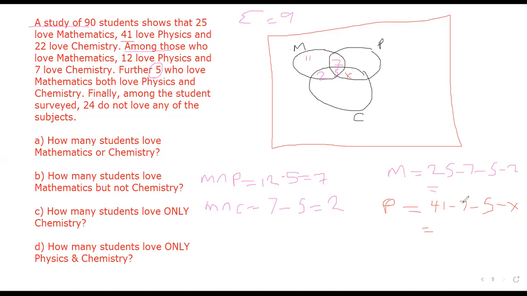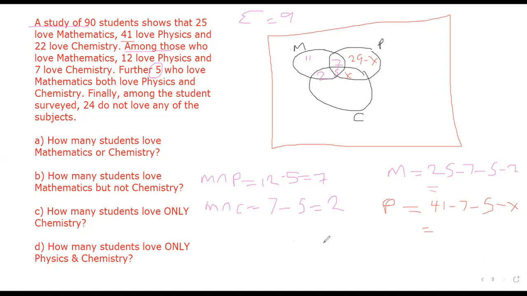So what are we getting here? 41 minus 12 is 29. So 29 minus x. How about in here? 29, yeah. It's 29 minus x for physics.